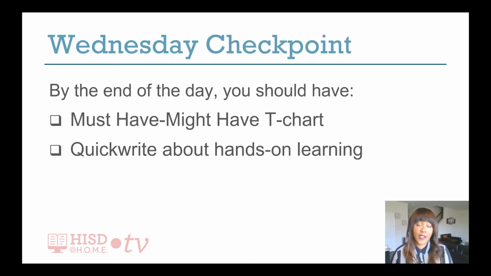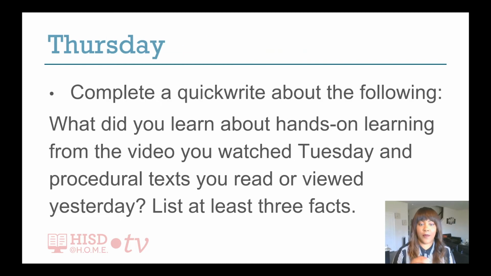By the end of the day on Wednesday, you're going to have a must-have, might-have T-chart, and you're going to have a completed quick write about hands-on learning. Moving on to Thursday, we want you to complete a quick write about the following. What did you learn about hands-on learning from the video you watched Tuesday and procedural text you read or viewed yesterday? List at least three facts.